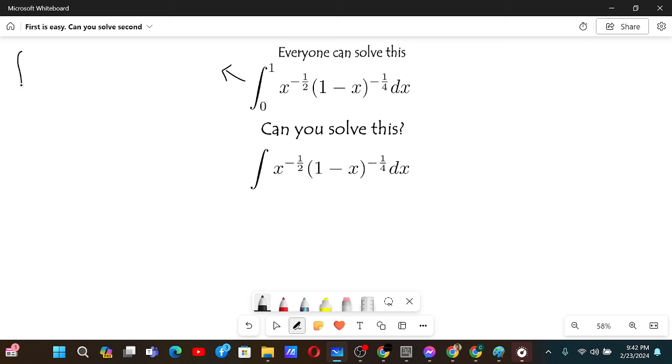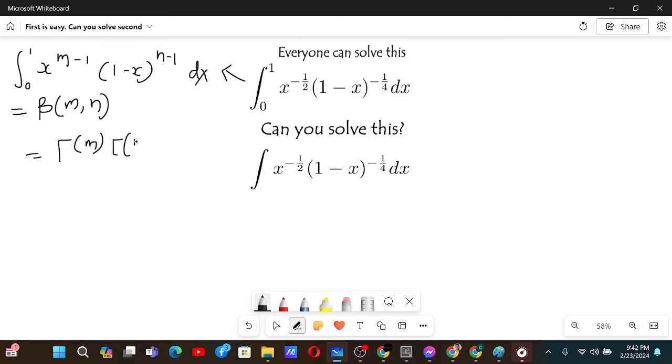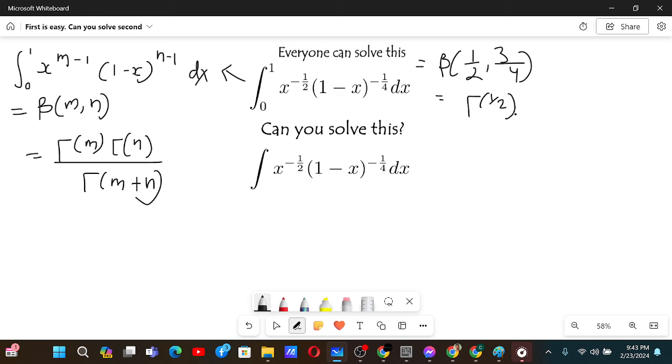So basically, we have a standard integral from 0 to 1 of x to the power m minus 1, (1 minus x) to the power n minus 1 dx. This integral is actually equal to beta of m comma n, and this can be written as gamma of m gamma of n by gamma of m plus n. If we use that, this is just equal to beta of 1 by 2 comma 3 by 4. And that gives us gamma of 1 by 2, gamma of 3 by 4, by gamma of 1 by 4.